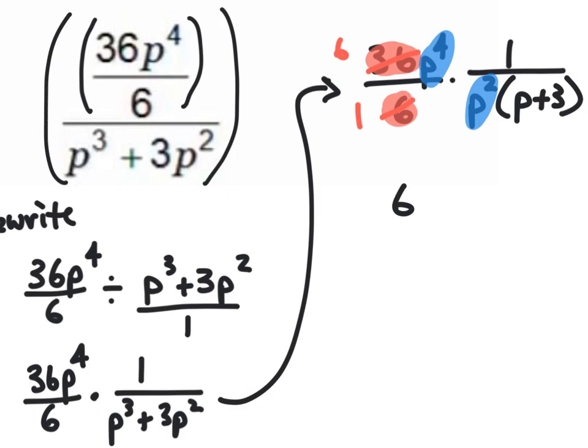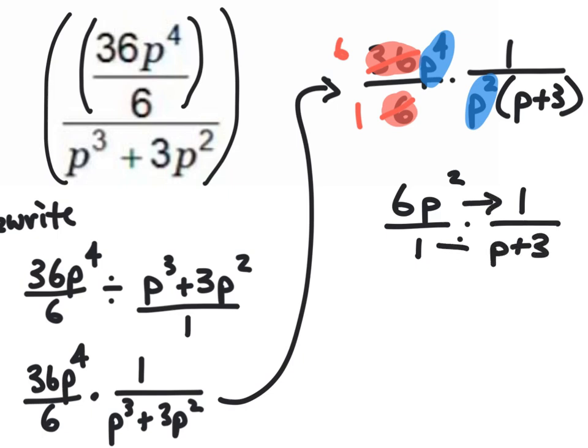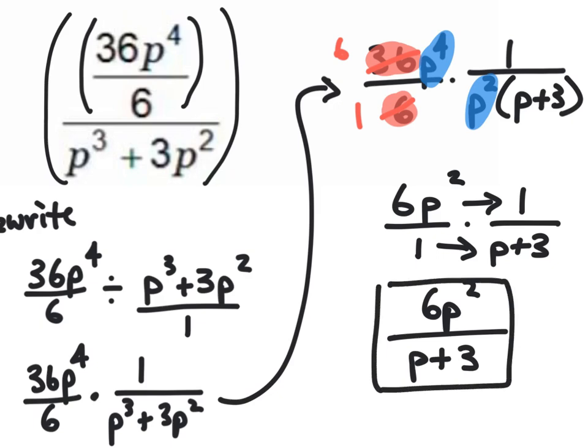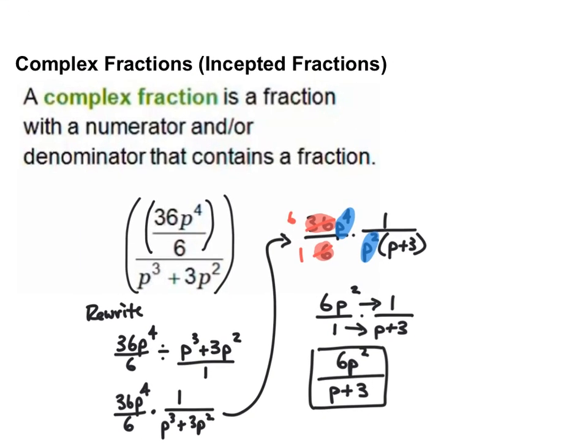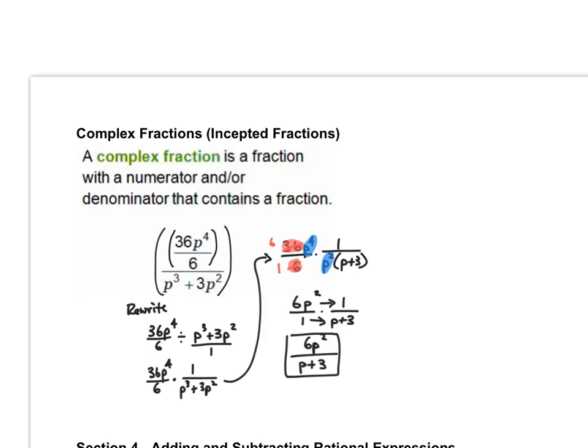So my next step would be 6p squared over 1 times 1 over p plus 3. I would just multiply across and combine these, and this ends up giving me 6p squared over p plus 3. This is kind of a tricky thing. It takes practice and time, but I guarantee that if you practice it, it'll get better. When you get something like this, you may want to refer back to the notes and do this problem.